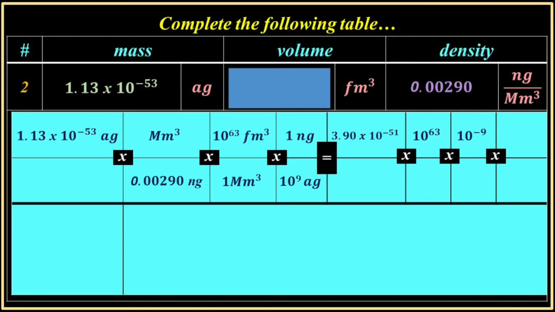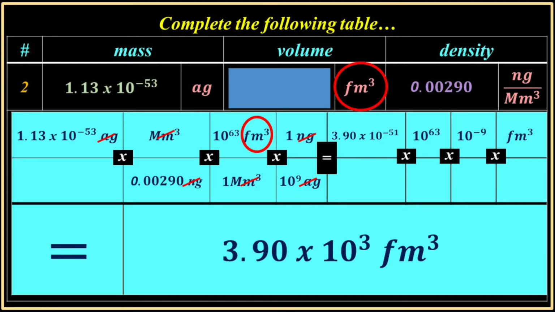Now, let's make sure everything crosses out and cancels correctly. And I'm left with the cubic femtometers. And let's continue. So let's make sure that we multiply everything out. We have cubic femtometers. That's what we need to represent the volume as. And then now that's going to equal, I'm going to multiply everything out, 3.90 times 10 to the third cubic femtometers.